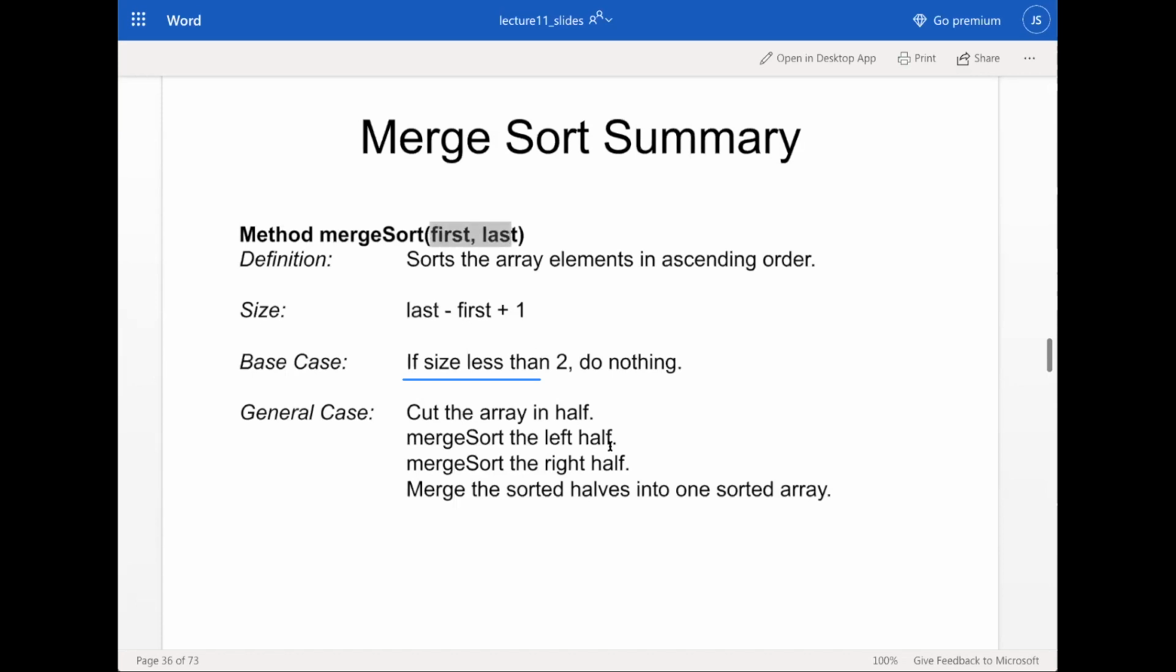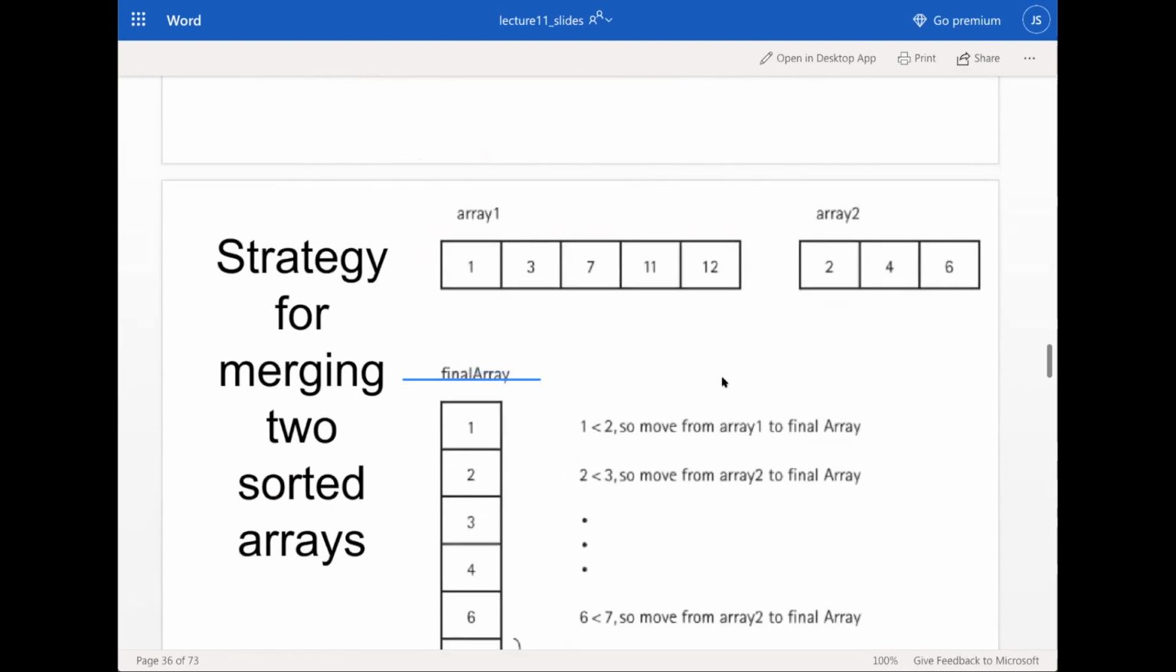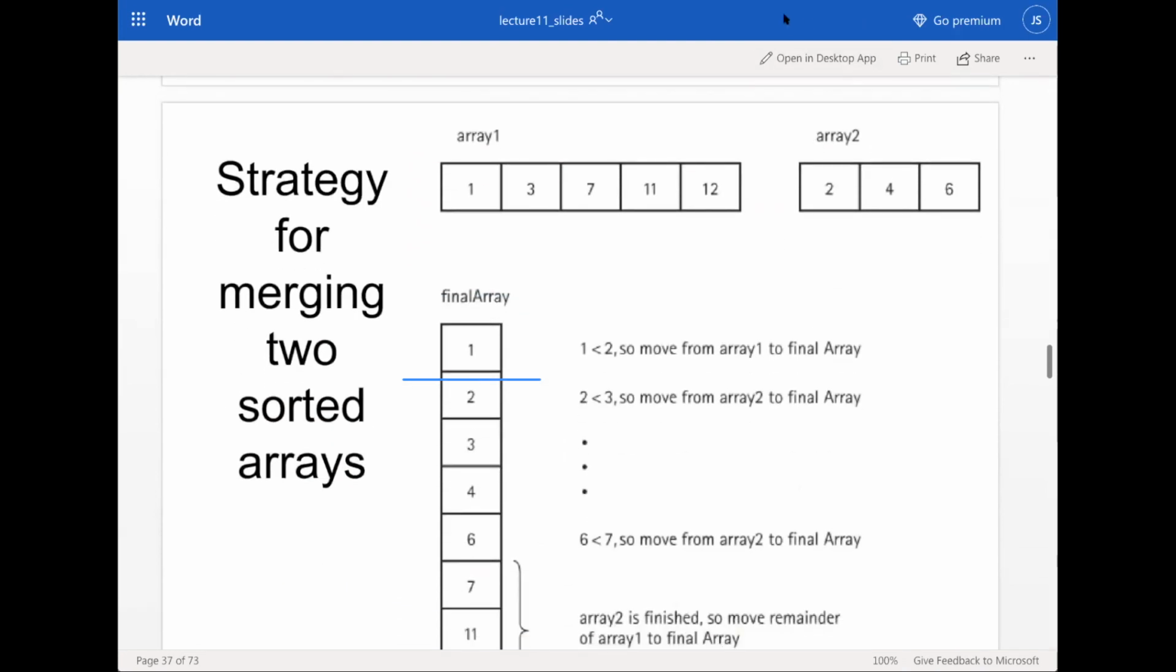You can abstract this and just come up with a generalized version of the left and right in terms of their first index and last index. And then we can merge the halves into one sorted array. So let's look at the merge part. And then later on in a different clip, we're talking about merge sort, right? Okay, so this is the strategy for merging two sorted arrays.